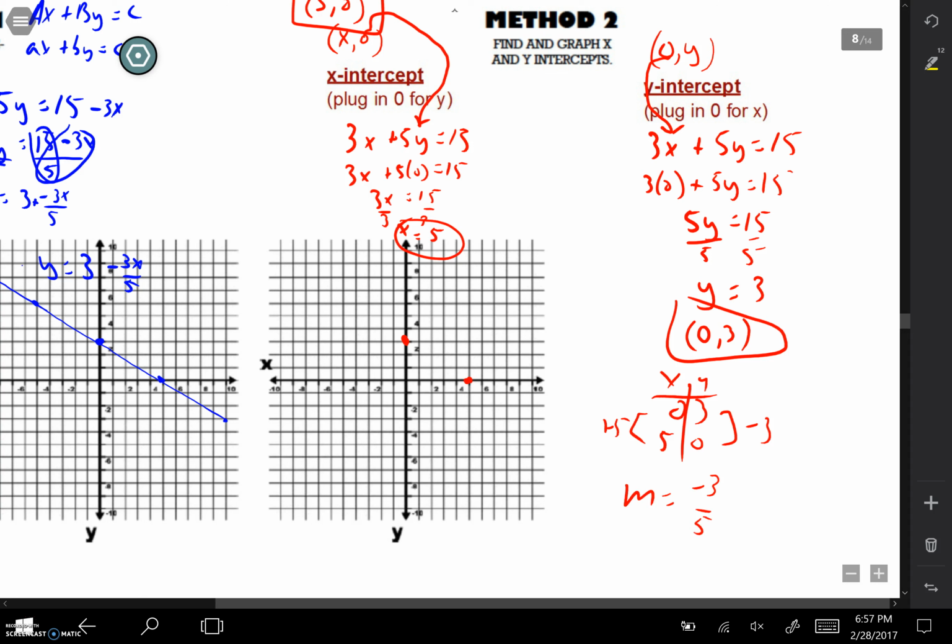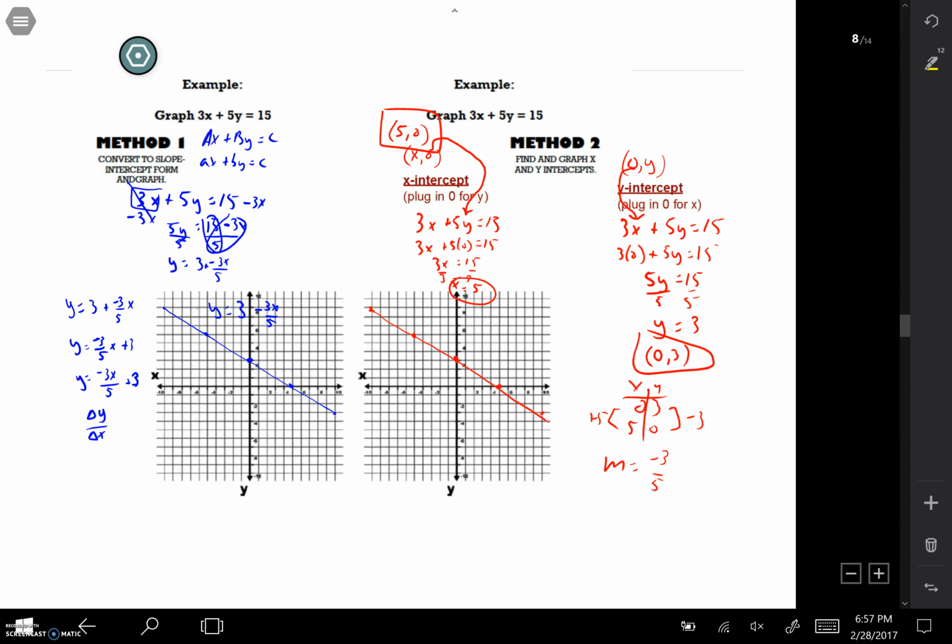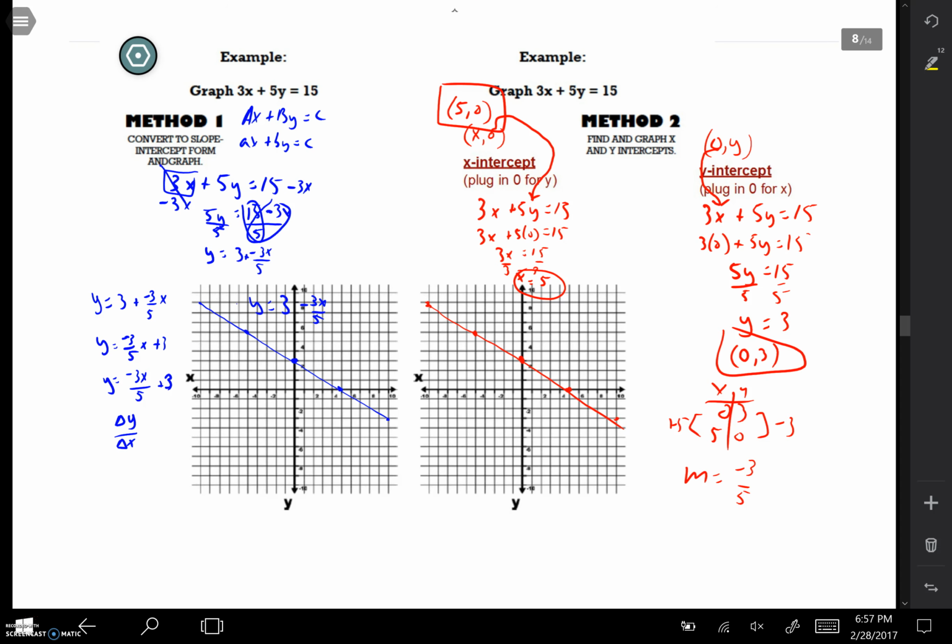And once I have that, I can just keep graphing negative 3, 1, 2, 3, and run 5. Or I can go opposite, up 3 and go 5. And there's my function, up 3 and over 5. And there is graphing standard form by using the 2 intercepts.